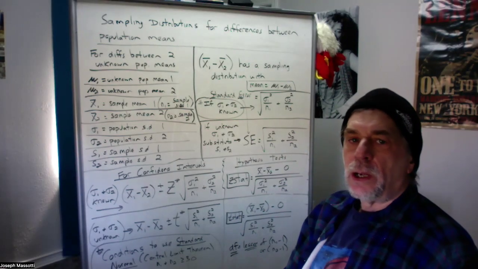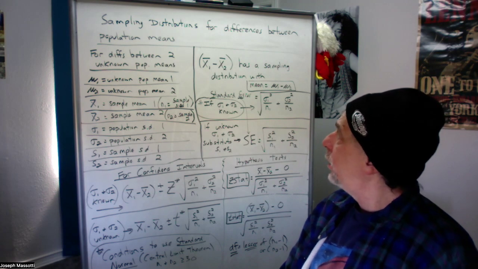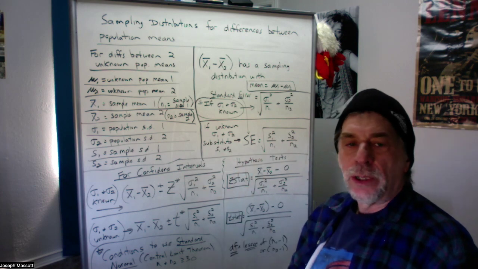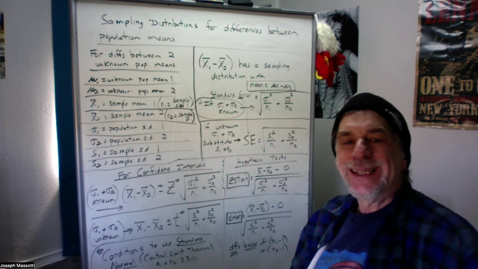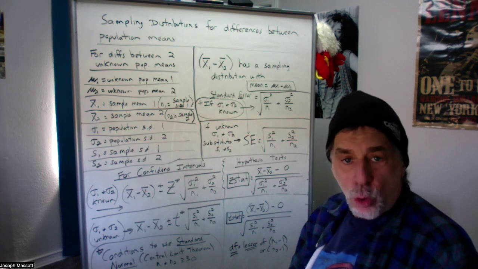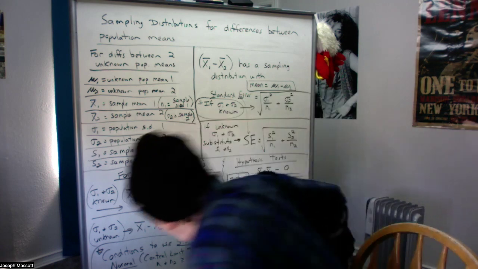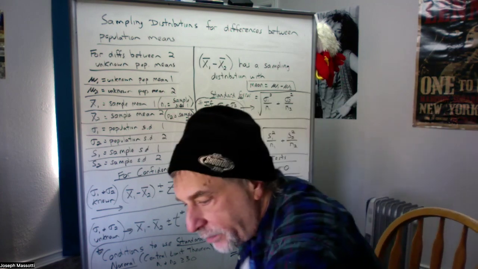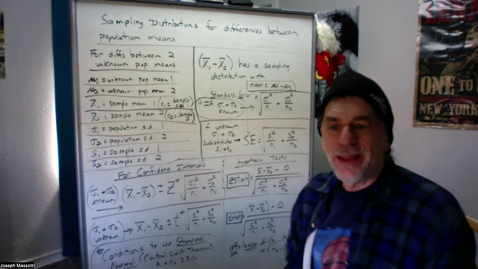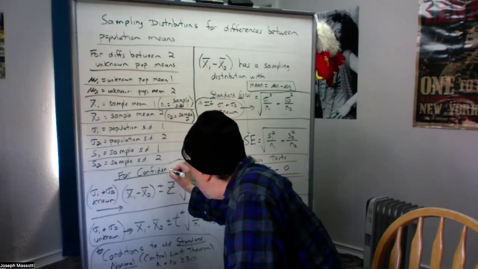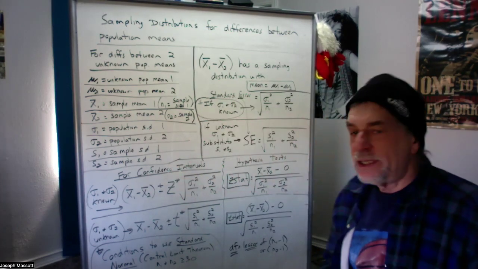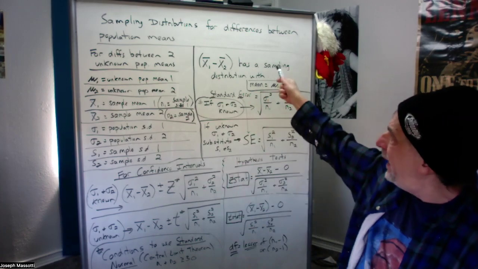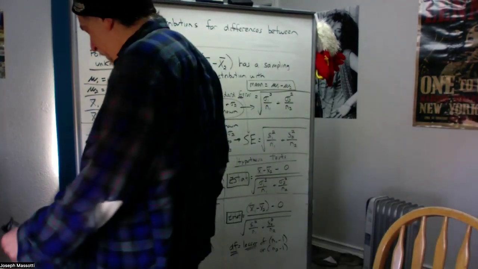I saw a short video here on the sampling distributions for differences between two population means, and we'll flip the board around and look at the distributions for differences between population proportions. So this concerns when we're talking about confidence intervals and hypothesis tests for differences between two population means and differences between two population proportions.